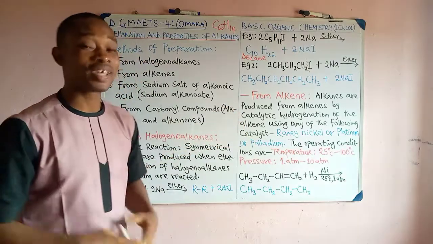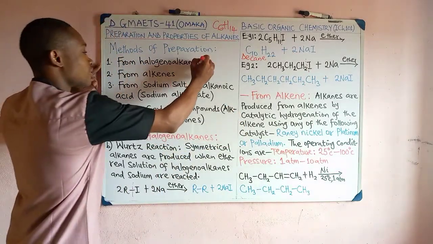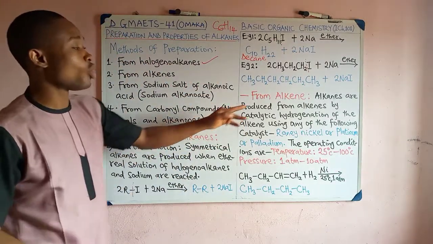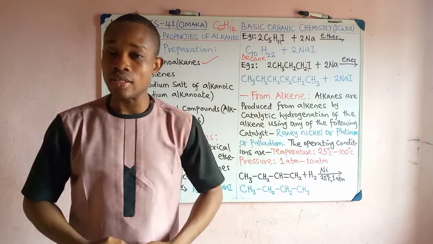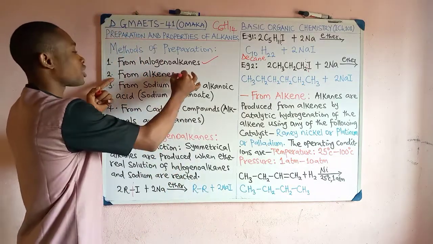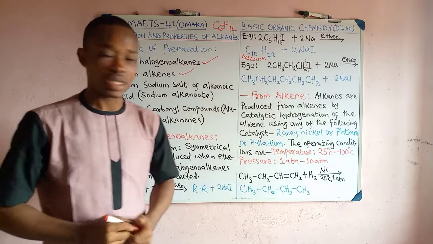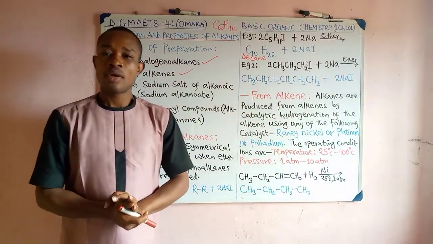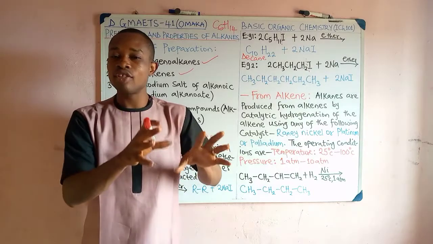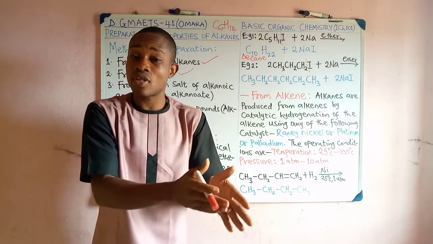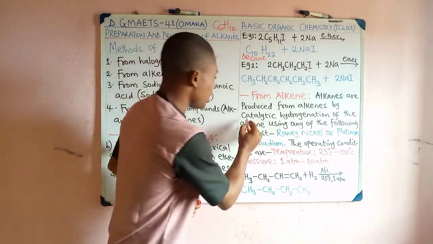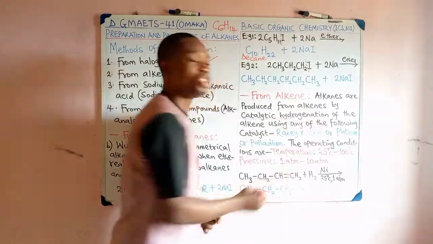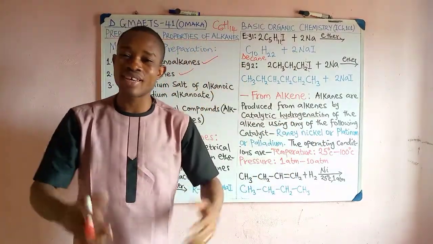Okay, now having been done with this, we want to look at how we can obtain alkanes, this time around from alkenes. Look at a short note here to guide you. Is that okay? By catalytic hydrogenation of alkenes. That's the name of the reaction. Catalytic hydrogenation of alkenes using a catalyst.